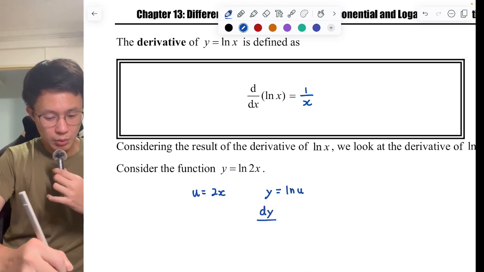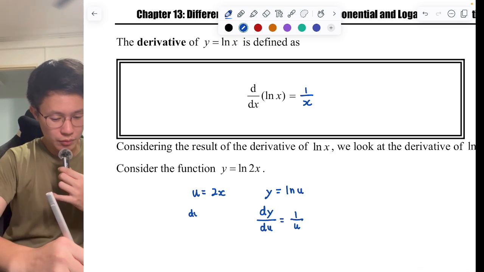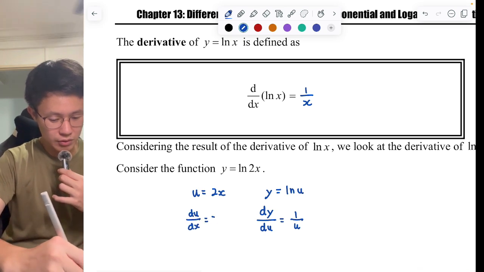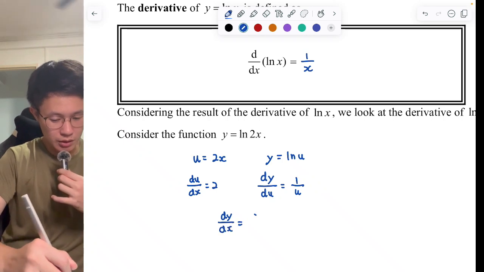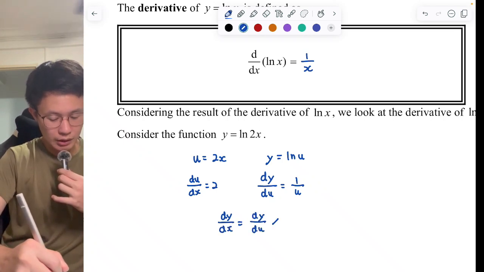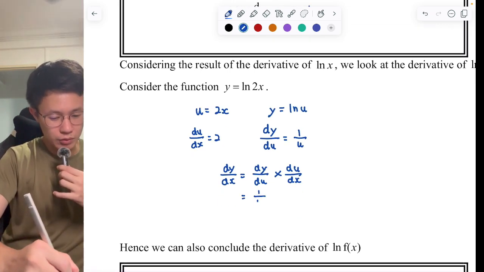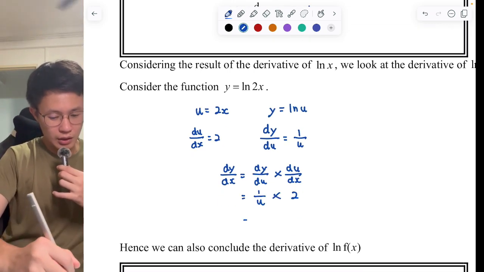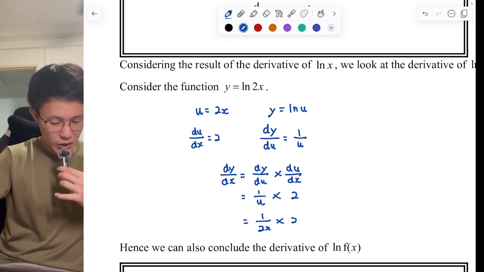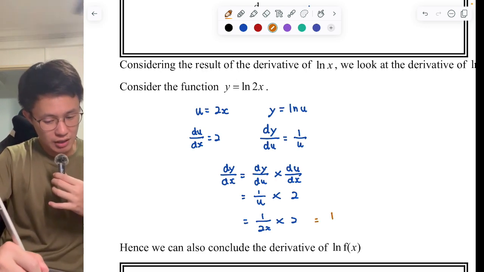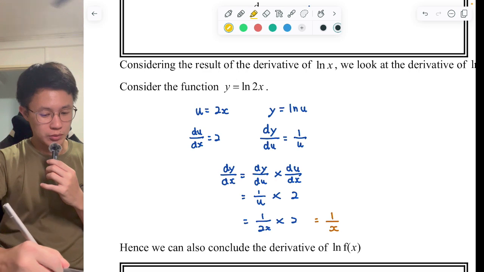We know that dy over du will then be 1 over u, and du over dx is simply equal to 2. And so dy over dx will be dy over du times du over dx. Now with that, we will have 1 over u times 2. And u is 2x, so 1 over 2x times 2, which just gives us 1 over x, right? But I want to focus on how we get there, and that is actually a more important part.